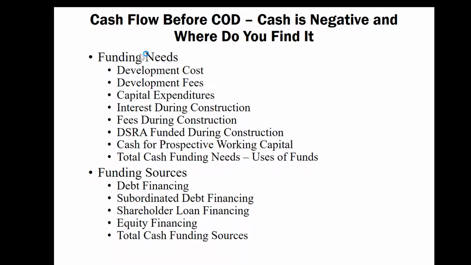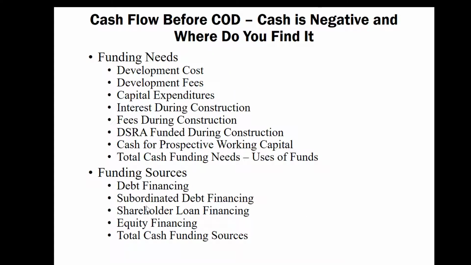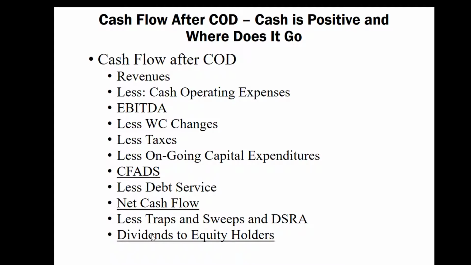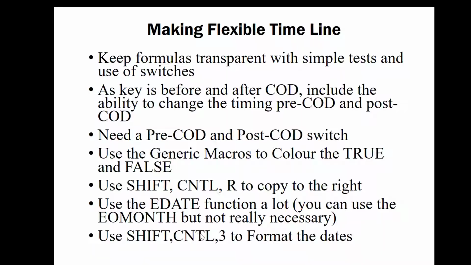That's before COD. After COD, you take your revenues, you compute a little EBITDA, you take all the rest of the stuff out, and you see how many dividends you get. And notice down here, the last line is equity, the last line is dividends or equity. You have two cash flow periods that are fundamentally different. You could put all these cash flows together, but you don't really have to do that.